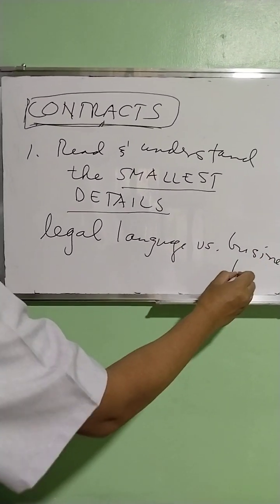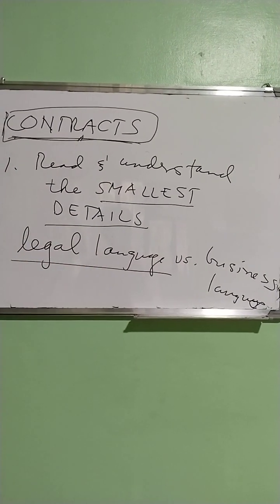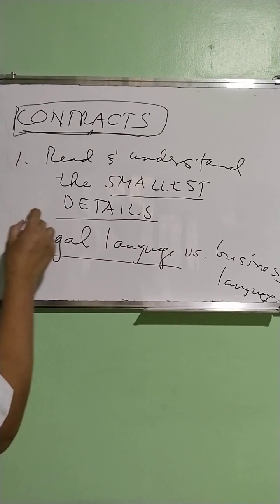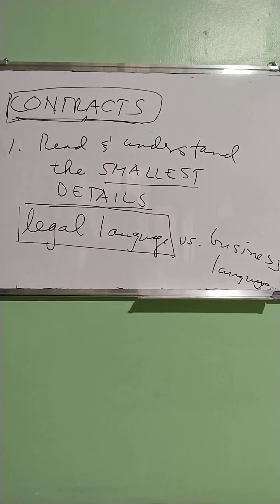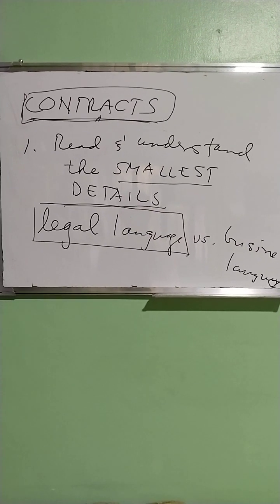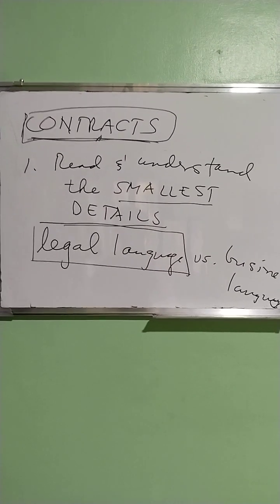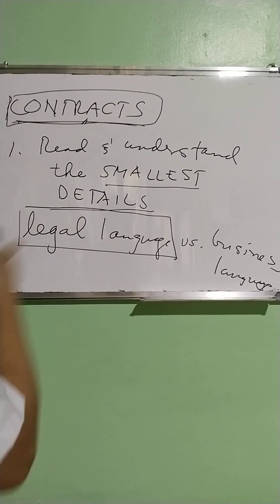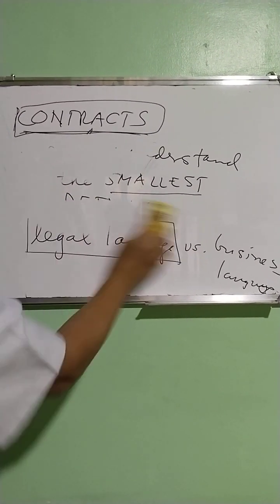Business language. Well, it would be better for you to understand also legal terms or nomenclatures, because that will save you from a bigger problem. So in short, before you affix your signature to a certain contract later on, when you are already in business or you are already being employed by a certain company, you have to read and understand even the smallest details. That is the first thing that you should do.